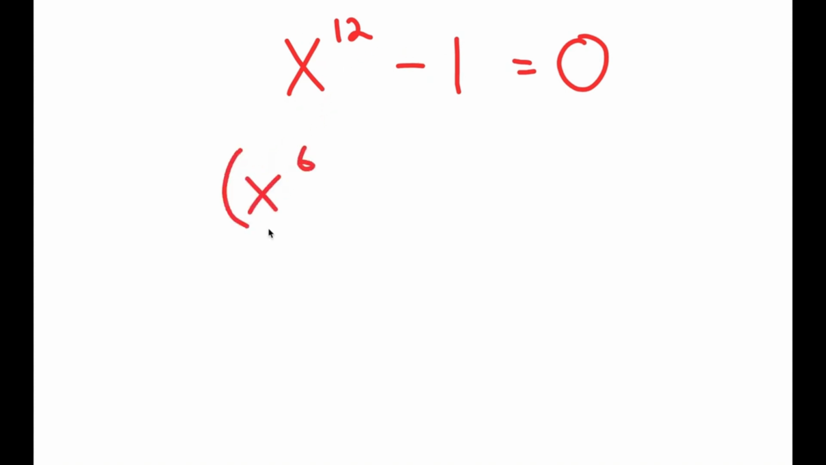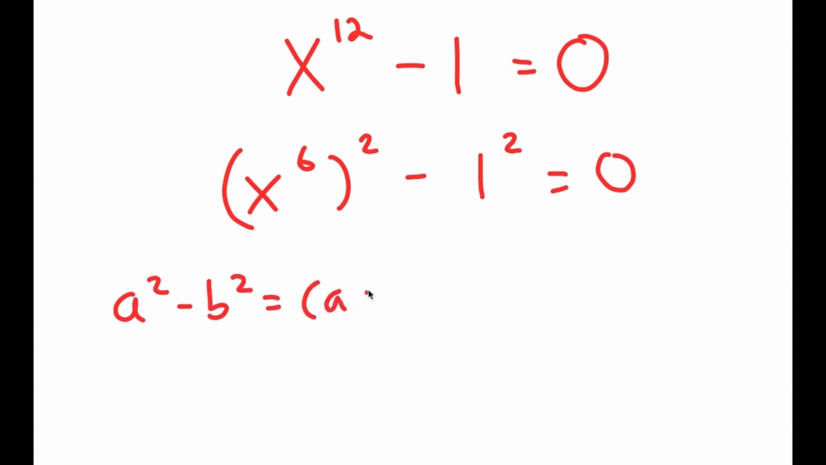Alright, so in this video, I'm going to solve the equation x to the power of 12 minus 1 is equal to 0. So to solve this, I'm going to first rewrite this as (x to the power of 6) squared minus 1 squared is equal to 0. And the reason I'm doing this is so I can use the property a squared minus b squared is equal to a plus b times a minus b.